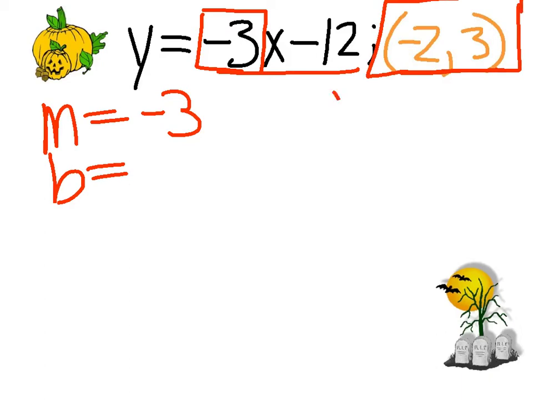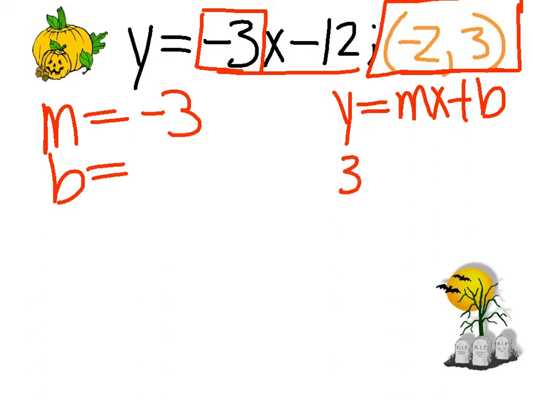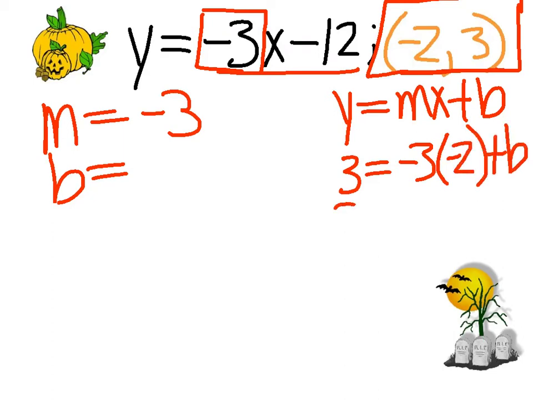Alright, we're using our point. We're going to plug that into y equals mx plus b. We plug in what for y? 3. Our slope. And what do we plug in for x? -2. Okay, we need to solve this equation.